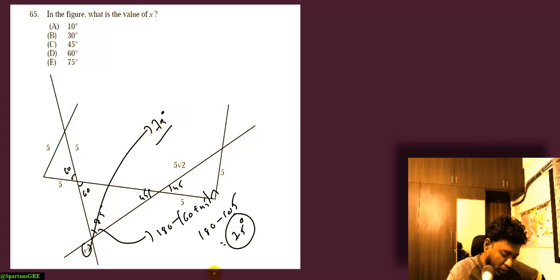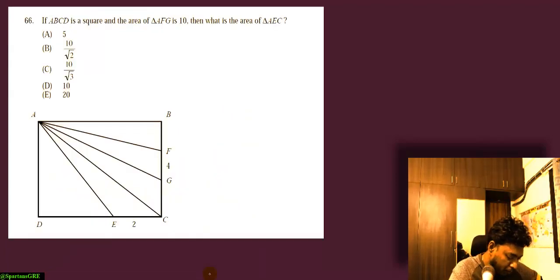Now let's move on to our next question. ABCD is a square and the area of AFG is 10. This is given as 10. And you are asked to find AEC, this one. You are asked to find this one.